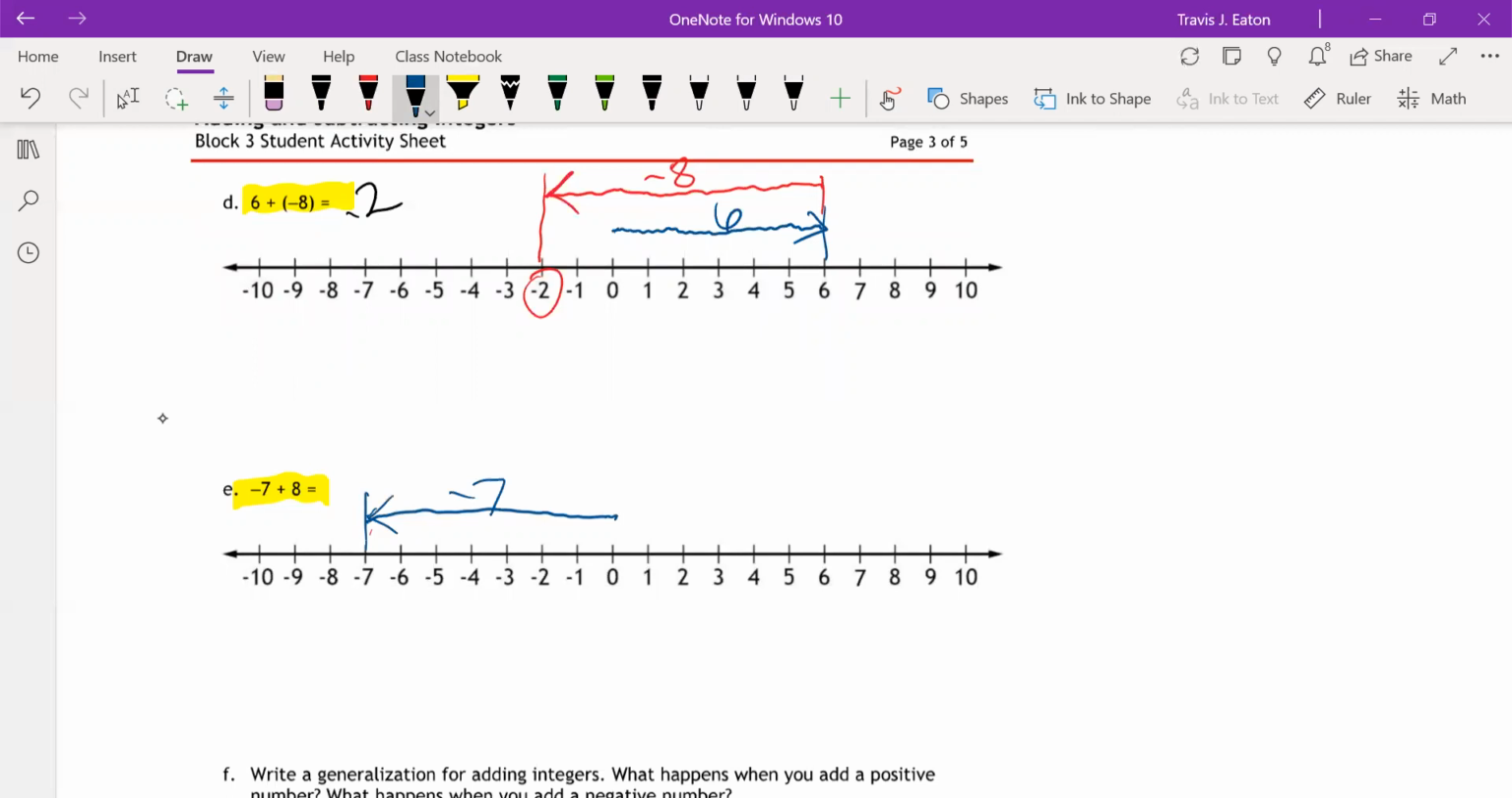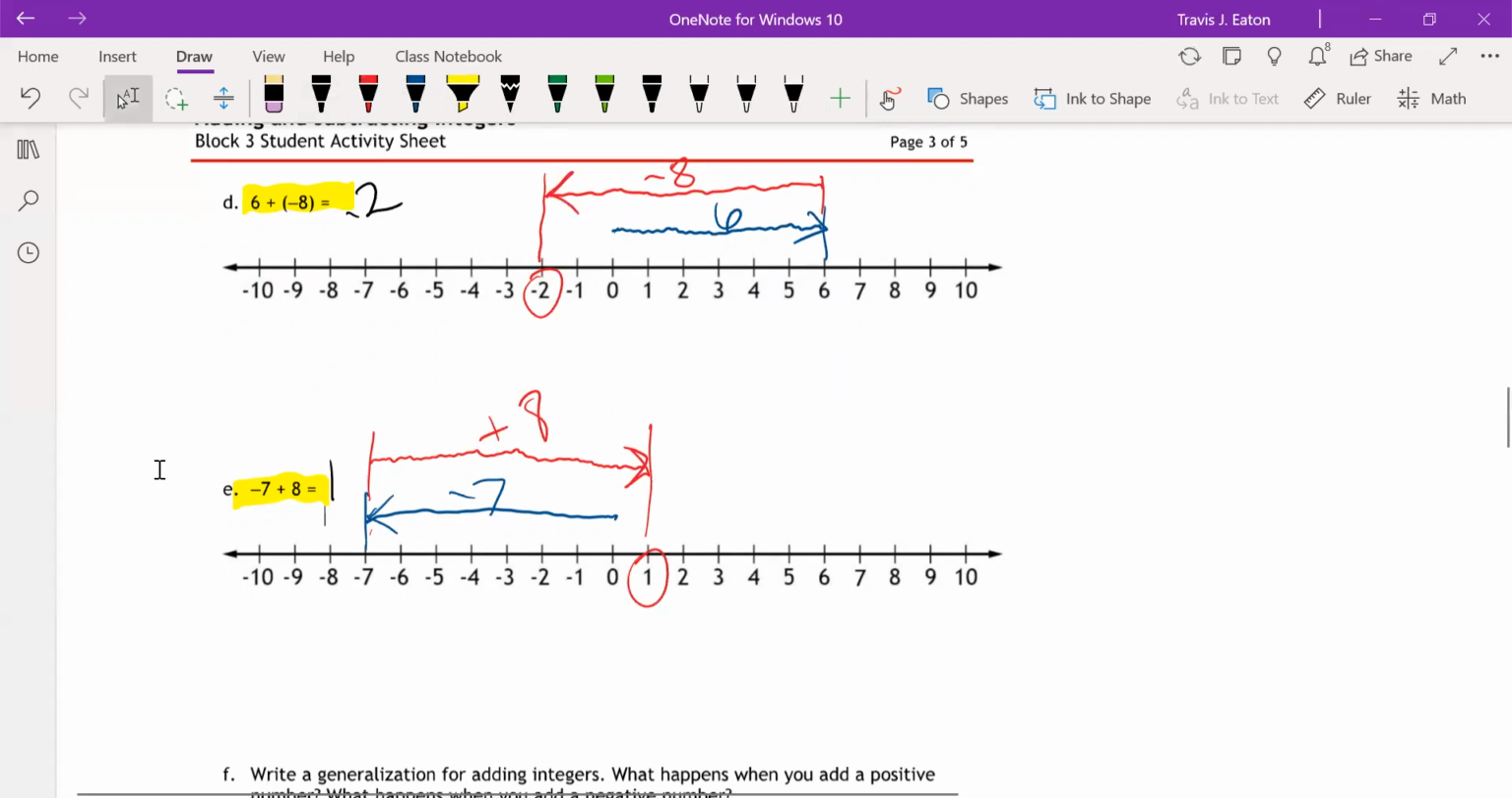-7. And my second step is I'm going to add 8. So by adding 8, I'm going to move up 2, 3, 4, 5, 6, 7, 8. Plus 8. And as you can see, that puts us at +1. So -7 plus 8 is a +1 when we use our number lines.